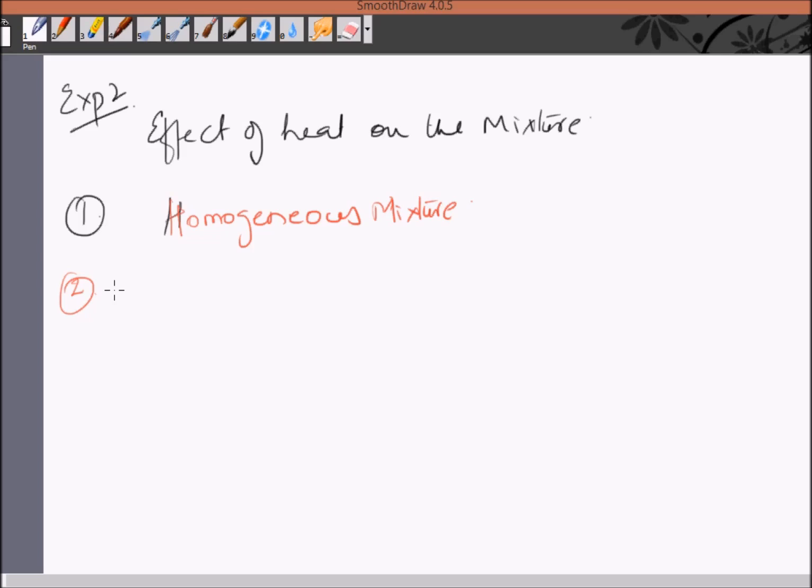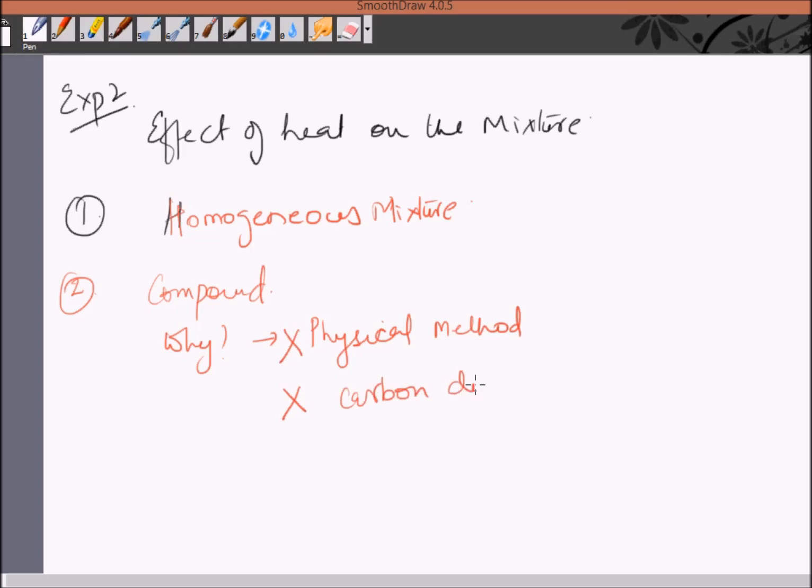So now we conclude this. Let's first write down that now it is a compound. Why? Because it has not been separated by a physical method. Let's cross out: and not is it dissolved in carbon disulfide. So now it is a compound.